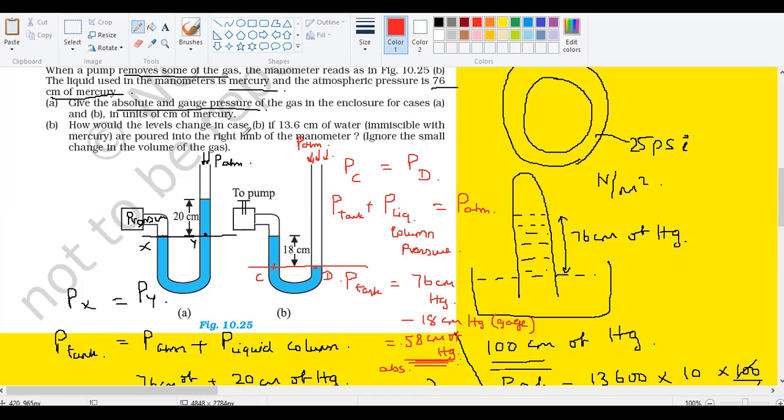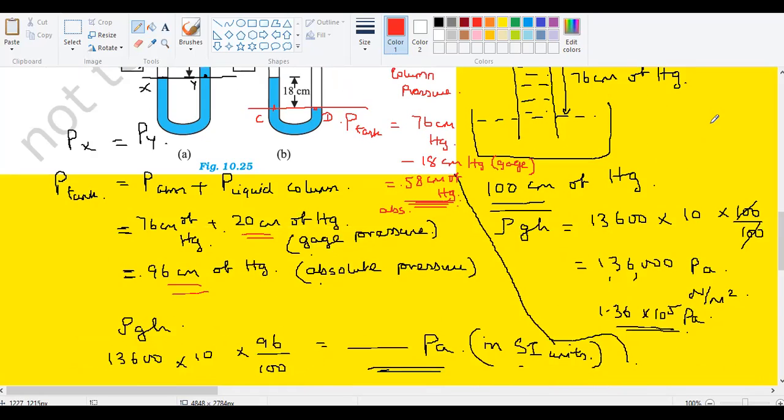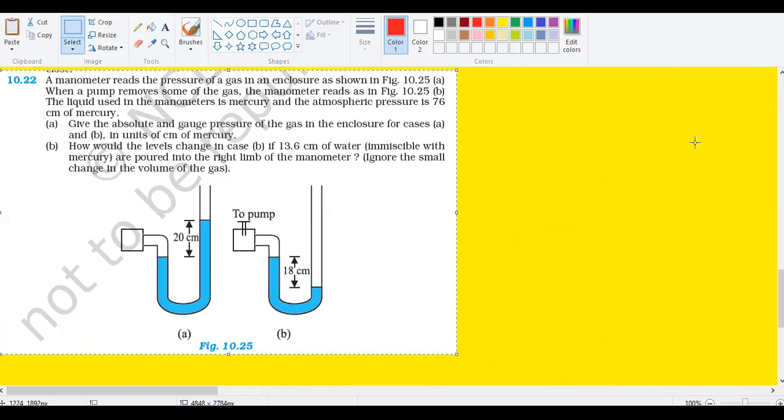How would the levels change in case B if 13.6 centimeter of water, immiscible with mercury, is poured into the right limb of the manometer? So suppose I add some water on this side, 13.6 centimeter. This is 18 centimeter, so let's say I'm adding some weight over here. So 13.6.